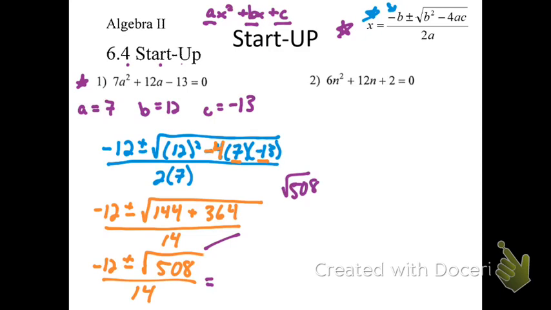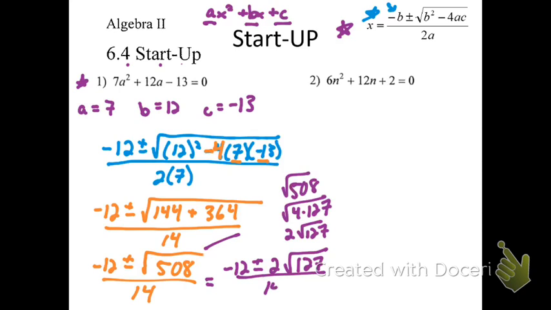It is. And you can divide it. It's the same thing as 4 times 127. So the square root of 4 is 2, and then 127 in there. I don't think 127 breaks down. So we're just going to leave it like that, okay? So we have negative 12 plus or minus 2 root 127 all over 14.